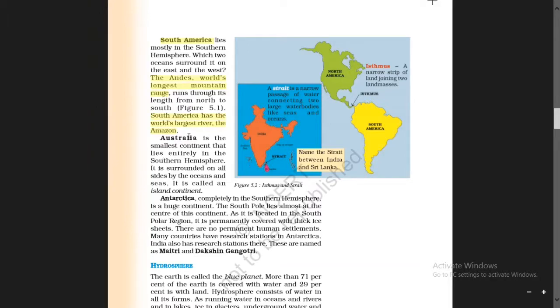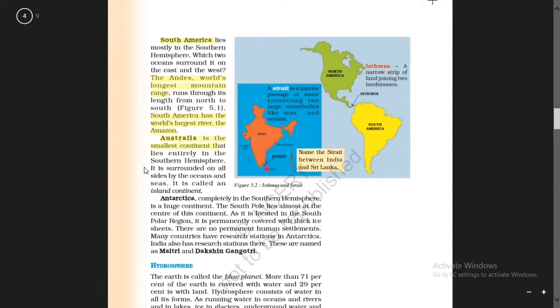Australia. Australia is the smallest continent that lies entirely in the southern hemisphere. Among all the continents, we find Asia is the largest continent, and you must know Australia is the smallest continent. If anybody asks you which is the smallest continent, you have to say Australia.